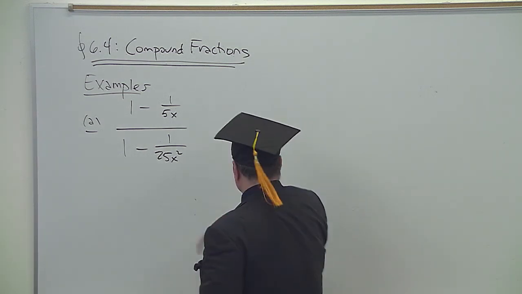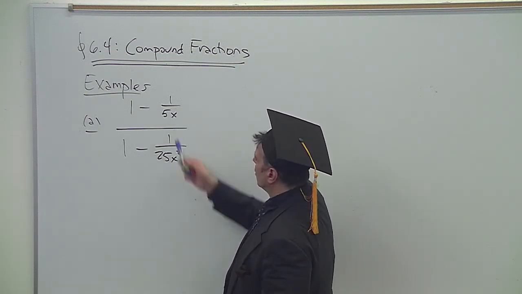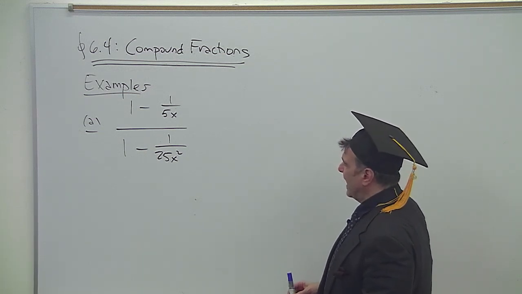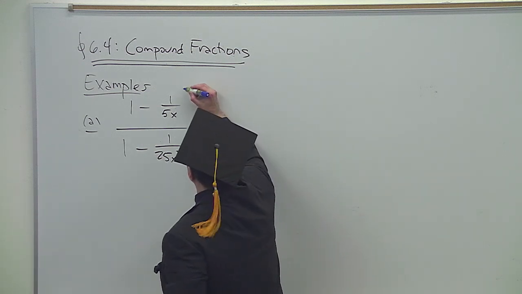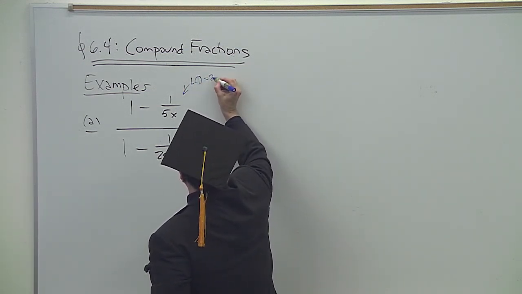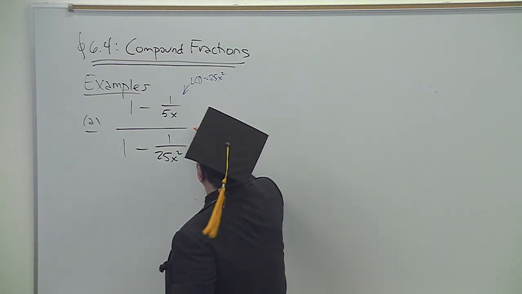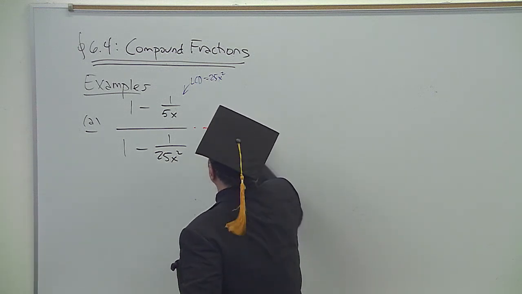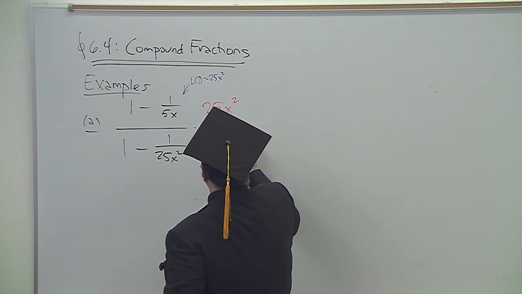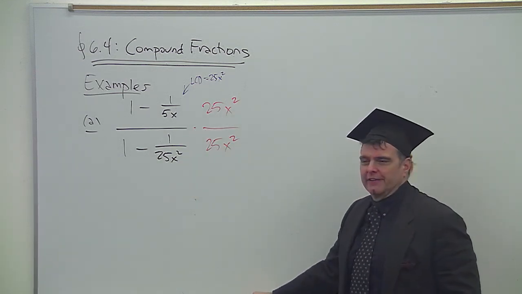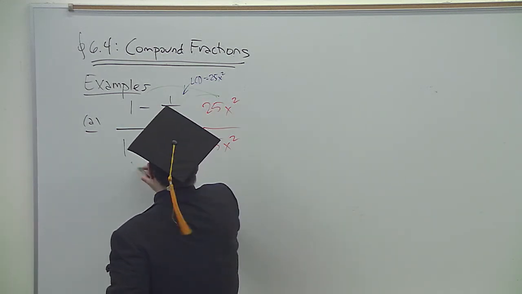We have a 5x and a 25x squared. I hope it's clear that 25x squared is already a multiple of 5x. So that's the LCD among these two here. That's what we're going to multiply by. We multiply the entire numerator by 25x squared. We multiply the entire denominator by 25x squared. That will require distributing.